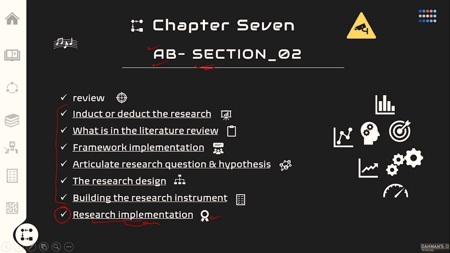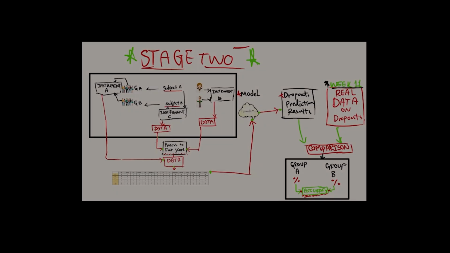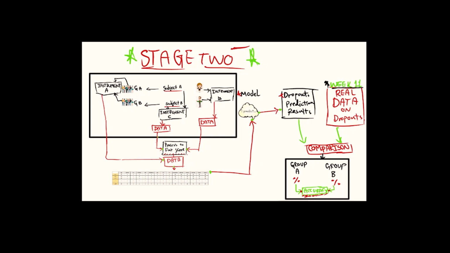Hi, welcome back. So we are in chapter 7, lab section 2 in the final outline, that's research implementation. We are now to discuss the second stage of implementing the project. Let's go ahead and carry on implementation steps. So we are at the second stage of our implementation.